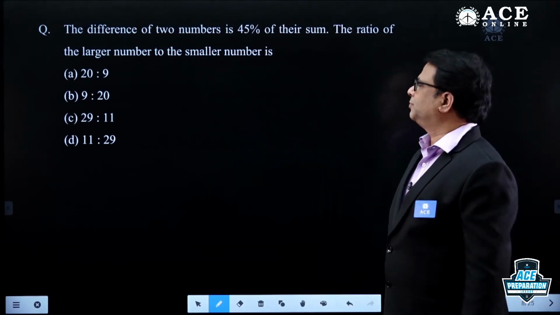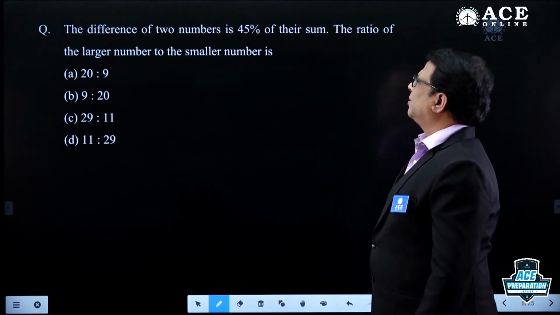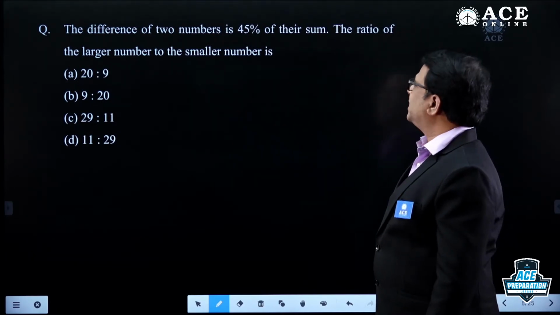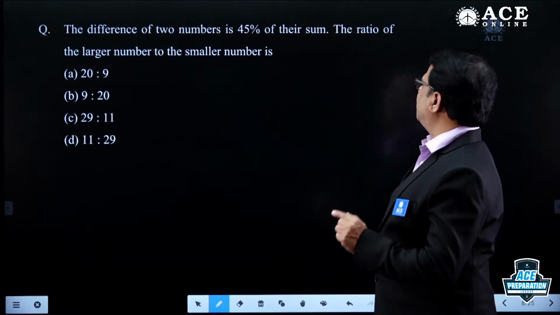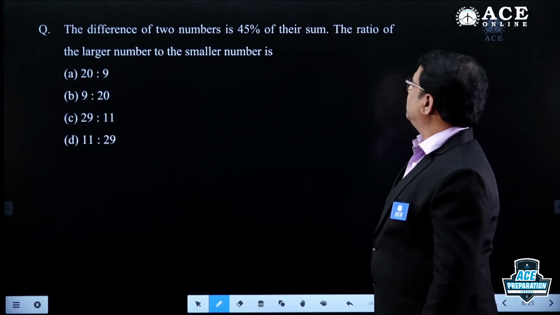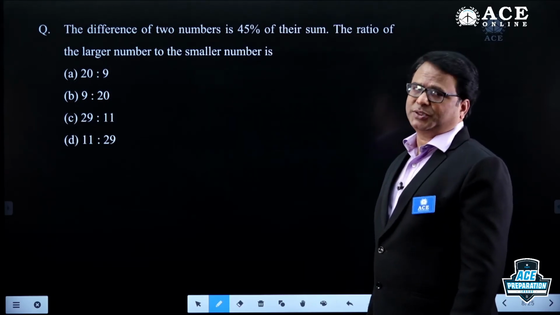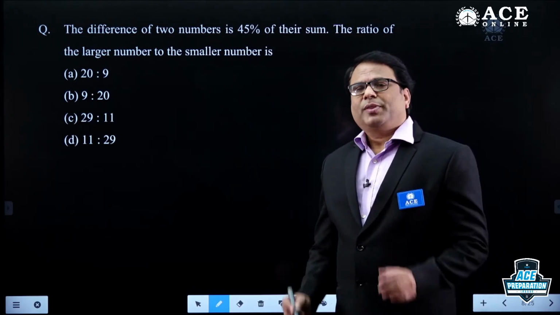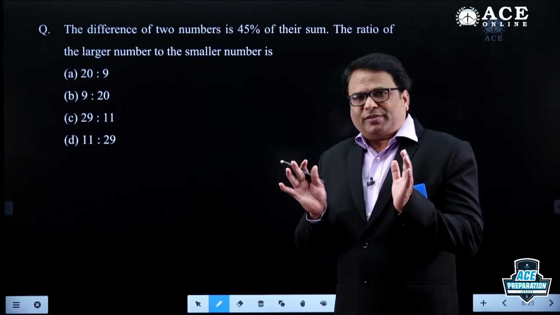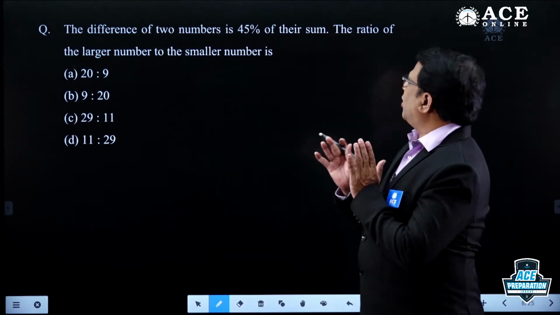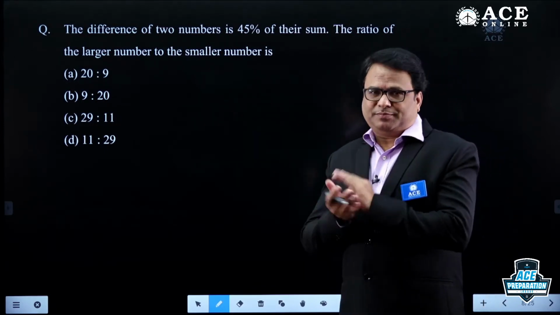This is the next question. The difference of two numbers is 45% of their sum. Then the ratio of the larger number to the smaller number is dash. Now, a condition is given. The difference between two numbers will be equal to 45% of their sum.